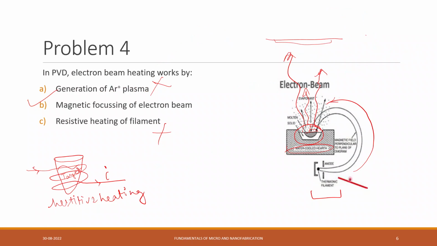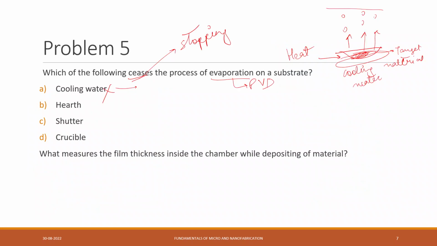And if you remember, the hearth is what holds the target material inside. So this is the hearth, and this is the crucible. The crucible is basically a bowl that holds the material, though you have multiple shapes, so bowl won't be the correct word. You have bowl-like structures or boat-like structures, and depending on your use, you will have different crucibles. So one option is the hearth, and another option is the crucible.